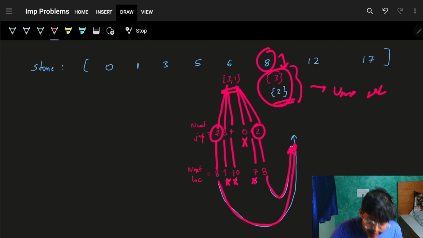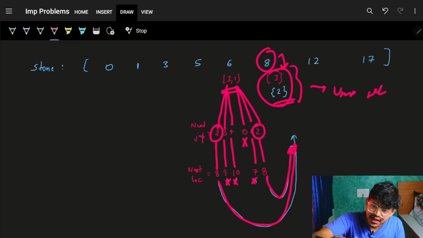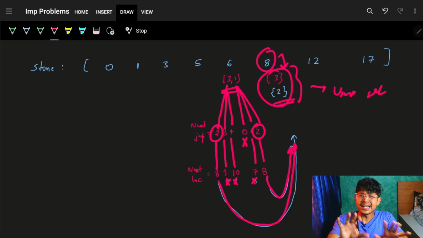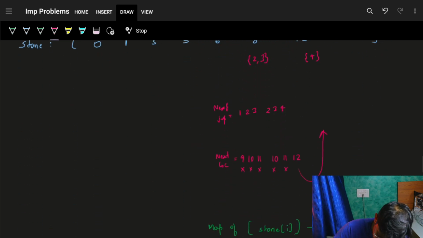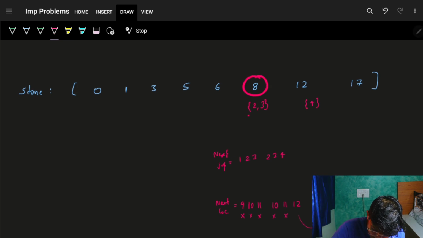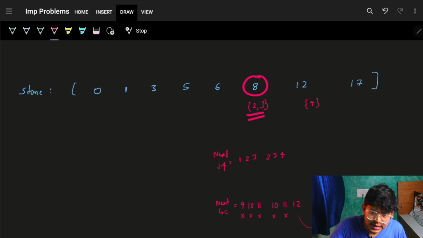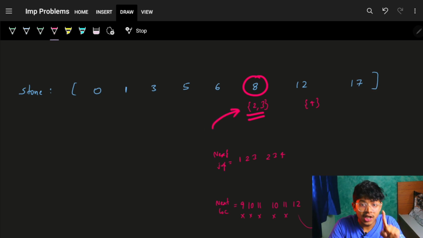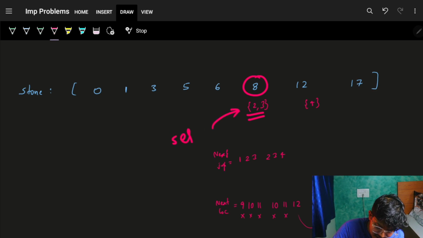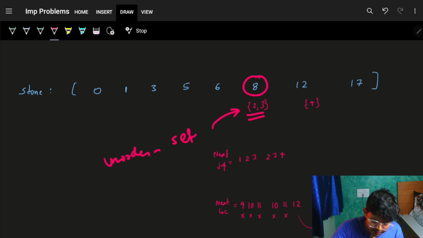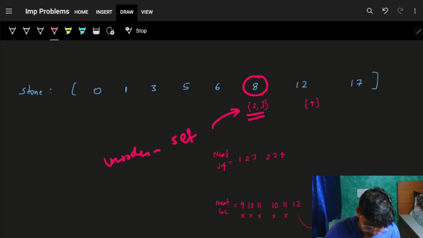It will be 2 and 3, so that next 2 even if it comes in, it will still remain 2 and 3 only. Now, for 8 my last jump sizes are 2 and 3. Again, this data structure we know is a set, but it can also be an unordered set because we don't want to increase the complexity.